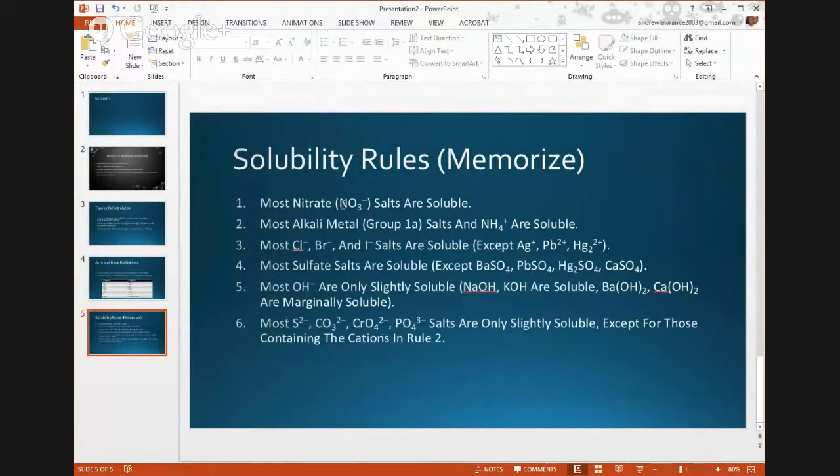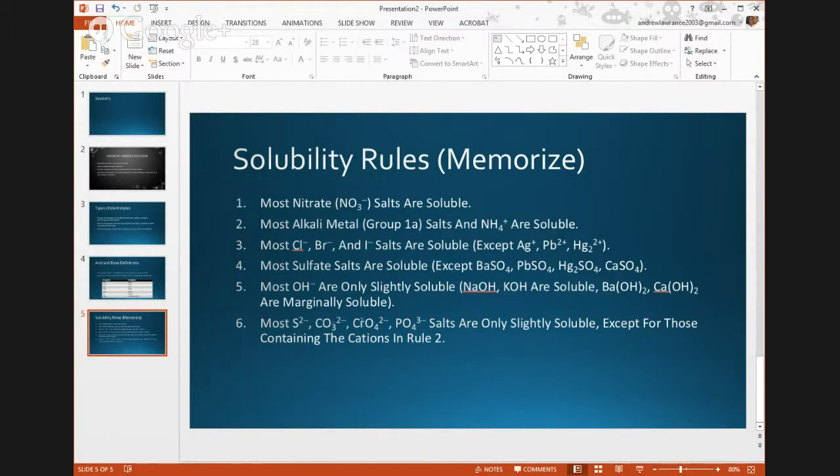One, most nitrates are going to be soluble. Alkali metals are group 1A. Salts and ammonium are going to be soluble. Most of our halides or halogens will be soluble except for these three that are given to you. Silver chloride, lead chloride, or lead bromide, all those, and mercury. Those are going to be insoluble, meaning they're not going to dissolve in water. Most of our sulfates, except for barium, lead, mercury, and calcium sulfate, are going to be insoluble in water. Some hydroxides are soluble, namely the ones that form our strong bases.